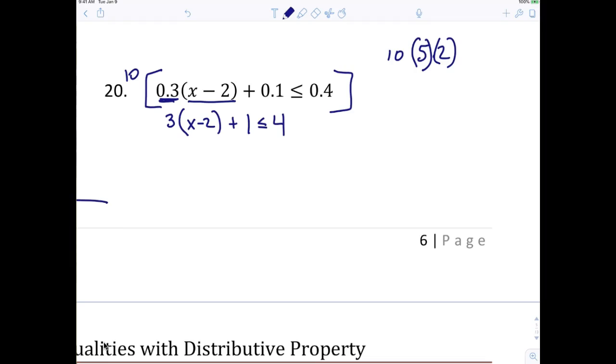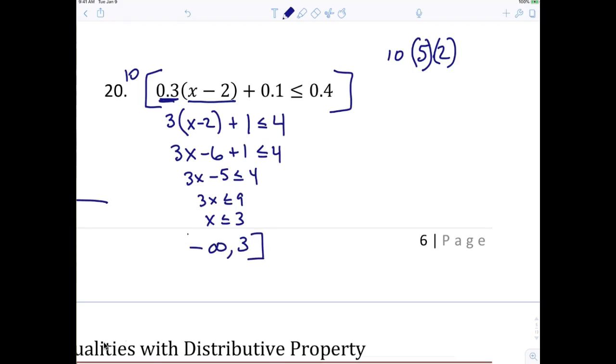Now distribute the 3. 3x minus 6 plus 1 is less than or equal to 4. 3x minus 5 less than or equal to 4. 3x less than or equal to 9. So x is less than or equal to 3. Do you have to divide by 10 or you just keep it? It's like when you add 3 to both sides or subtract 2 from both sides. All right, so now your answer is from negative infinity to 3 bracket.